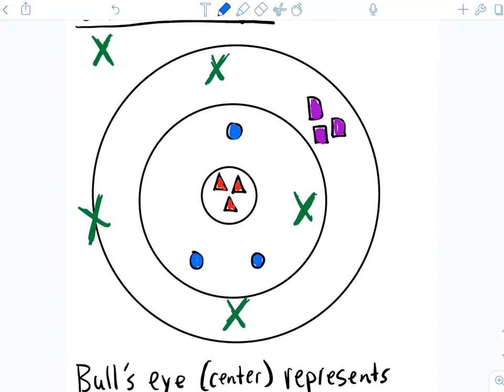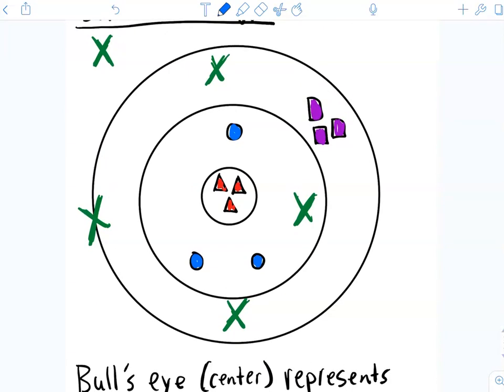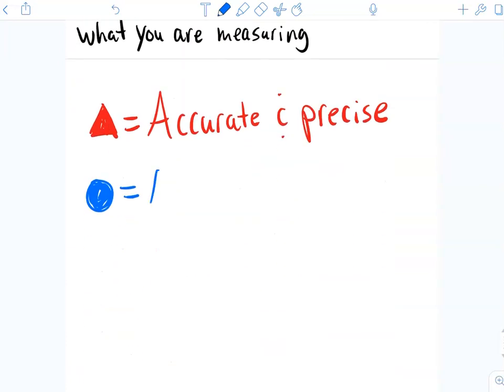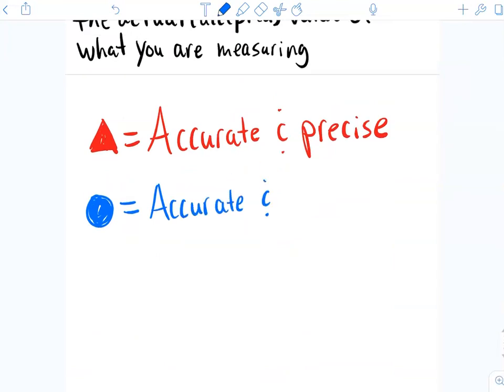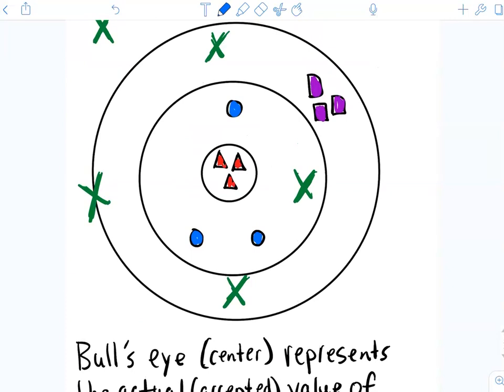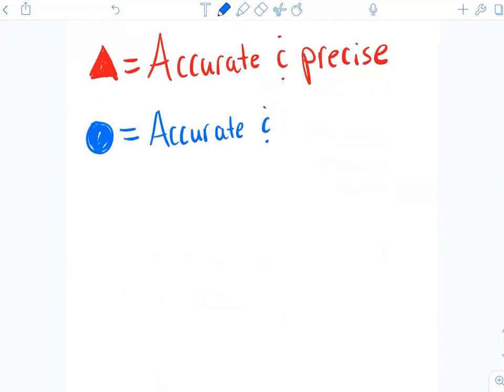Okay? Now, let's look at our blue circles. Our blue circles are pretty well accurate, because they are close to the bullseye. Okay, so they're going to be accurate. But whenever I look at these circles, they are not close to one another. They are on opposite sides of the board almost, so they are not precise.